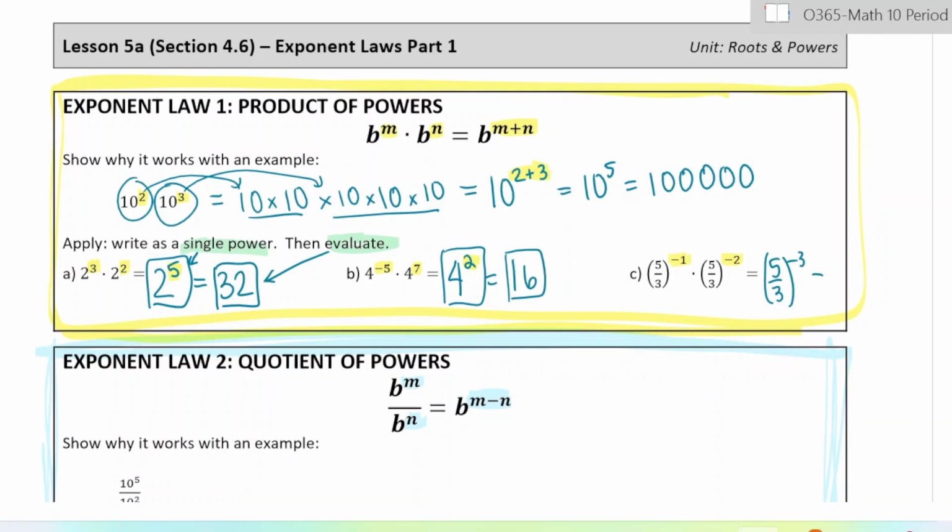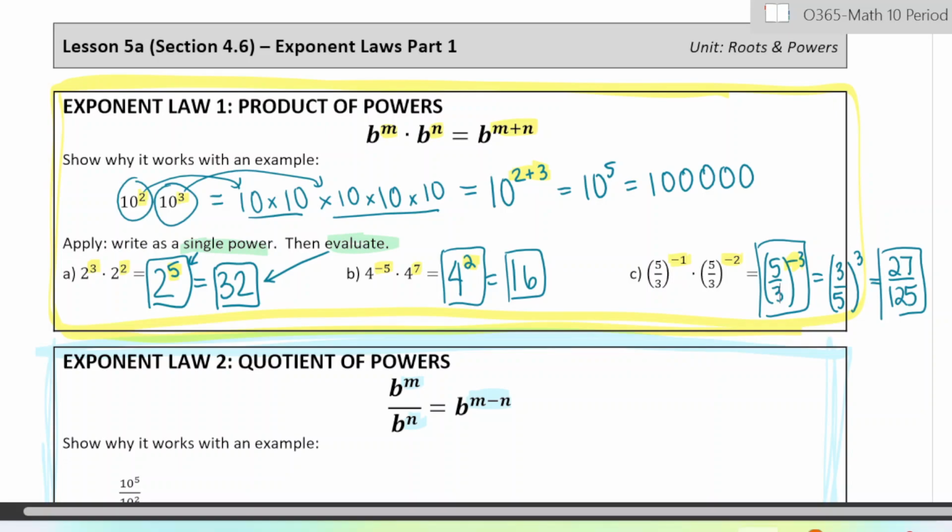Now if we're going to answer this, I might have to go a little bit outside the box here. So remember, a negative 1 means flip. Negative exponent means flip the number or divide by that number 3 times. So it's going to be 27 over 125. So this was the answer written as a single power, and then we evaluated it to be 27 over 125.